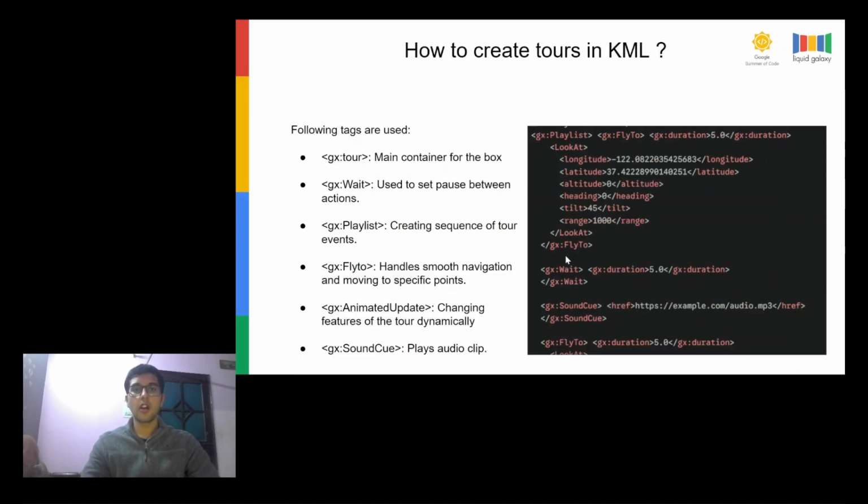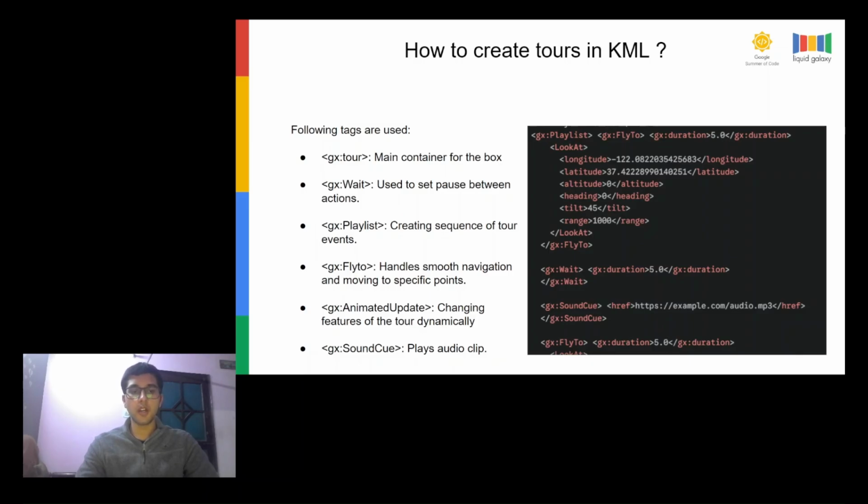So now, how to create tools in KML. KML tools are built using a set of gx extensions which allow time-based and animated navigation. The main container is gx:Tour, which holds the entire tour definition. Inside this, we use gx:Playlist to define the sequence of events in the tour. Each event is executed in order, creating a smooth guided experience.